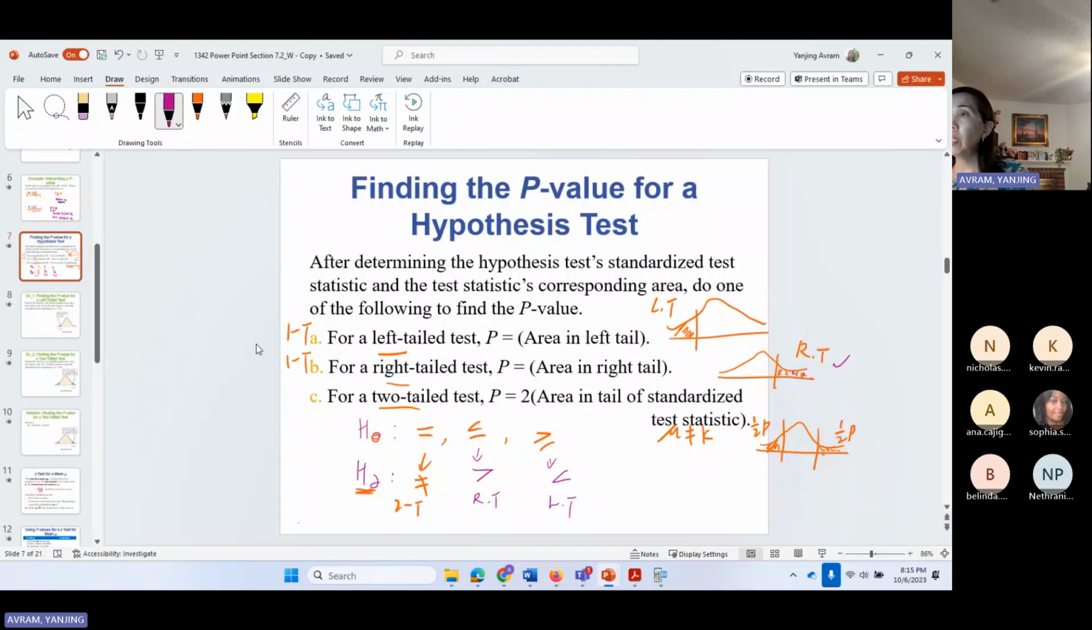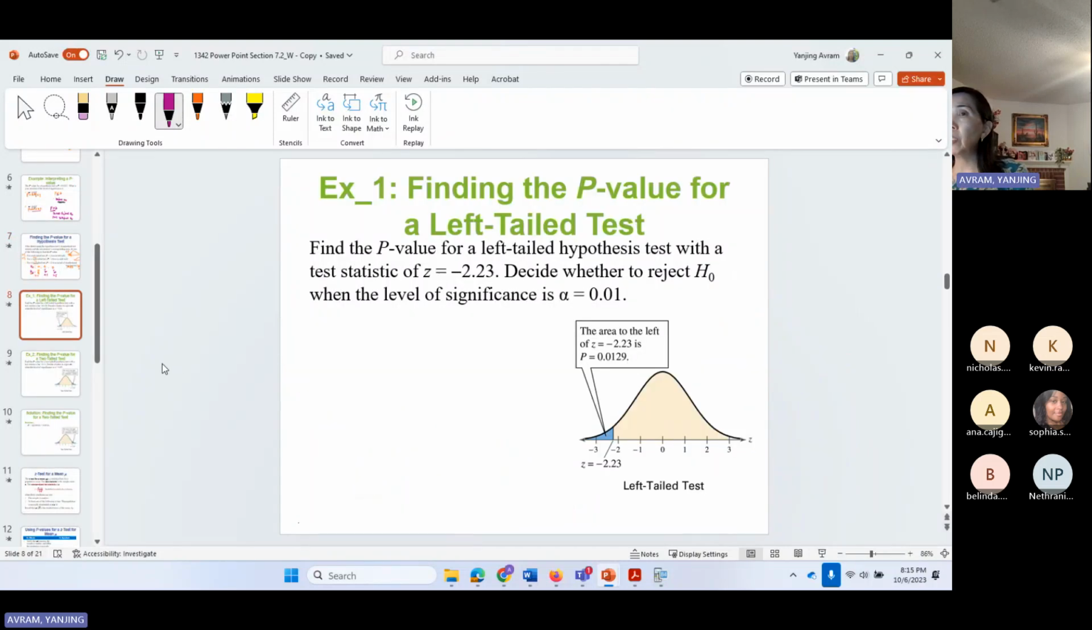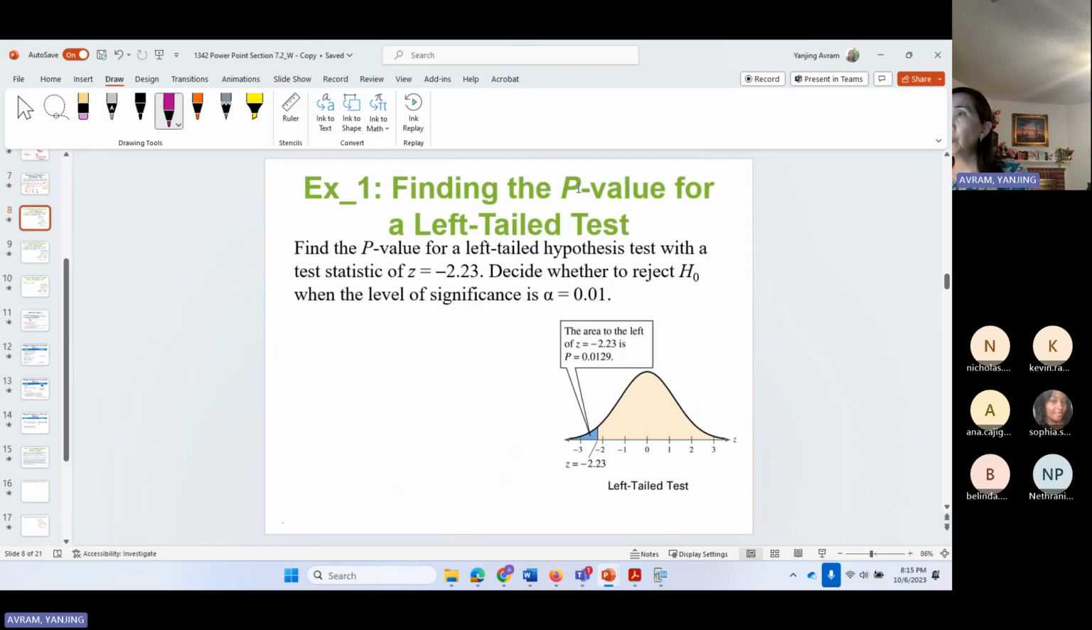All right, so now let's look at one of these questions in here. How do you find the p-value for the left tail test, where the z-score is negative 2.23? The p-value is the area under the bell curve. Since you have a left tail test, you go to read the z-score table. This area is the p-value.